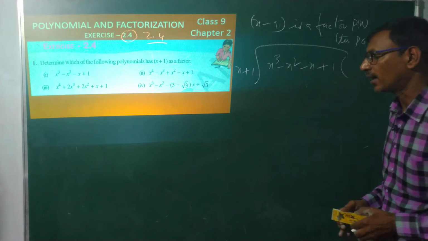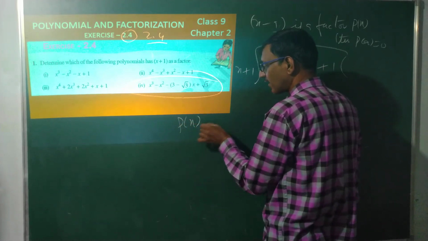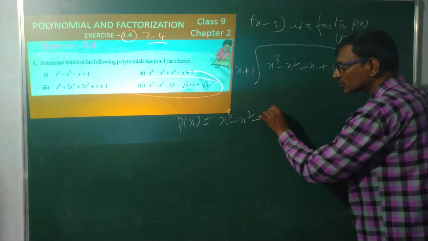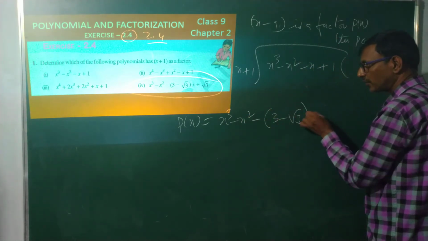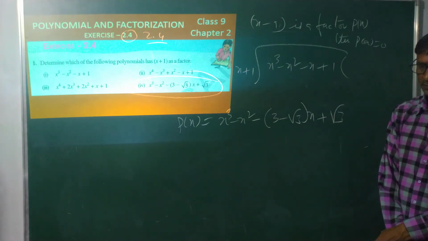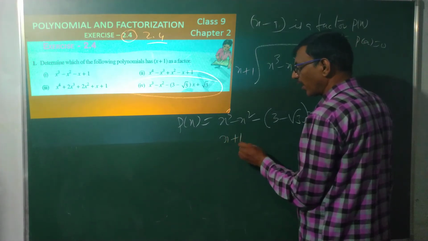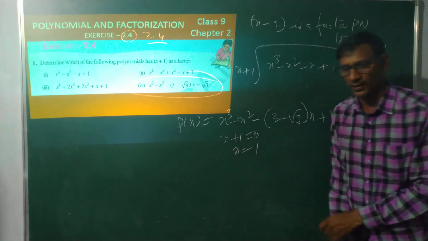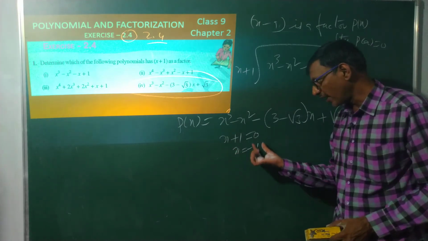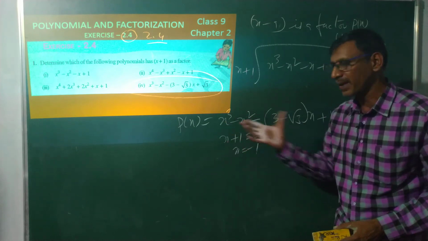Now we are coming to this one. This is my P of x: x cube minus x square minus of 3 minus root 3 into x plus root 3. P of minus 1. Just listen. So x plus 1 is equal to 0, x is equal to minus 1. This is my zero of the linear form. When you place it here, if we get 0, then x plus 1 is a factor of this one.